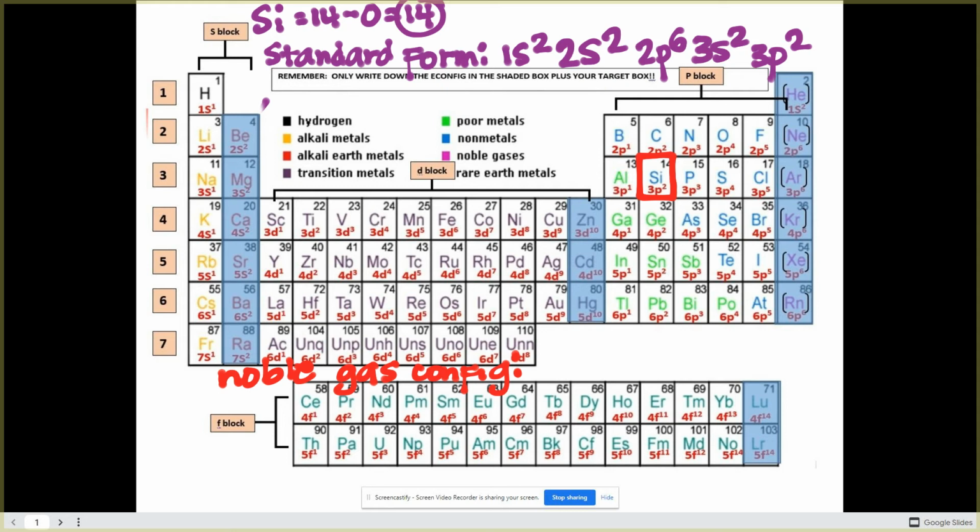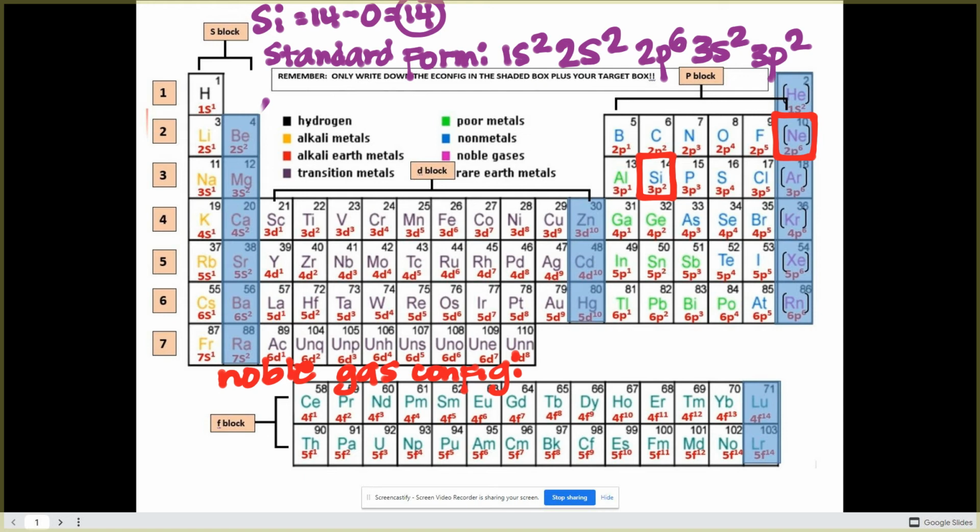So what are the noble gases? The noble gases are the last column in the periodic table. This column right here. So these are noble gases. So you look for the closest noble gas before it. So in our case, our closest noble gas before it is neon. So again, 14. You just backtrack. So 14, 13, 12, 10, and 10 is your noble gas. So you just go back.